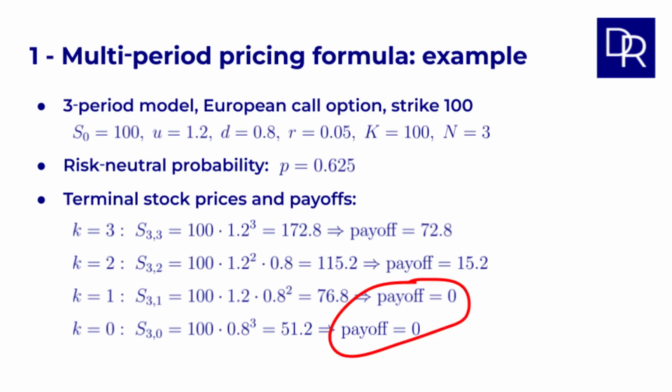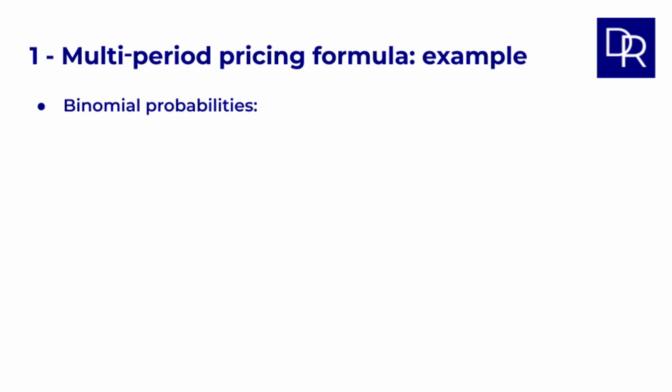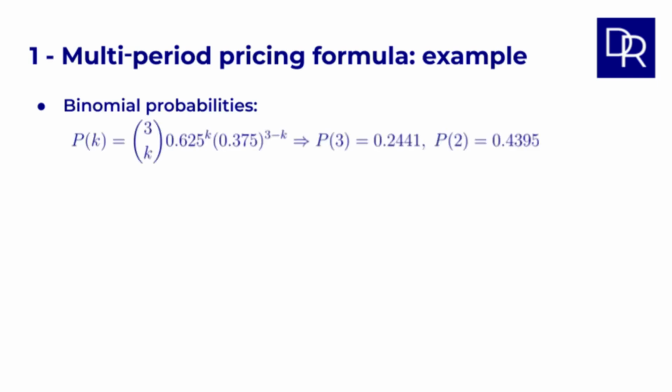As the payoff is 0 for k equals 0 and k equals 1, in the remainder of the example, we will only look at k equals 3 and k equals 2. Then, the binomial probabilities for each of the possible values for k are calculated using this formula and the value for p of 0.625. So the probability that k equals 3 is 0.2441. For k equals 2, the probability is 0.4395.